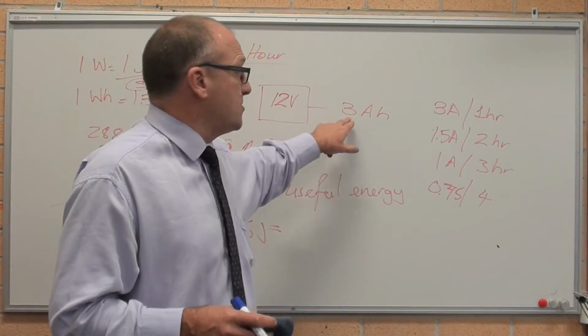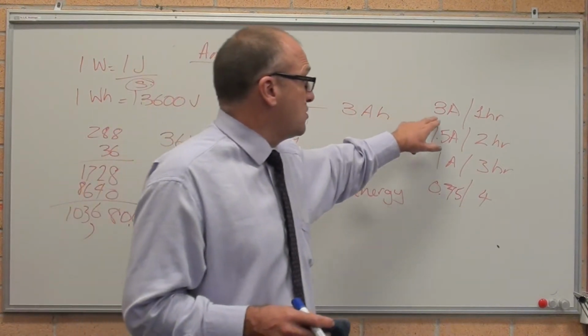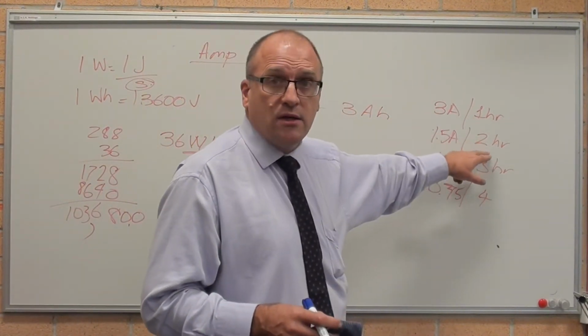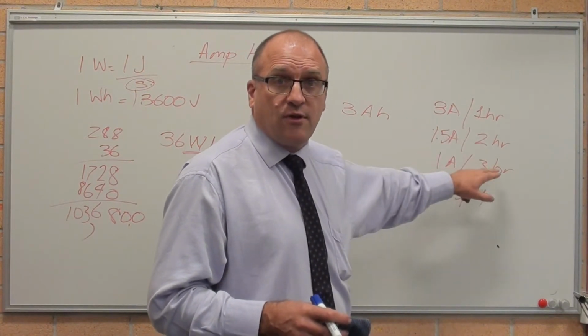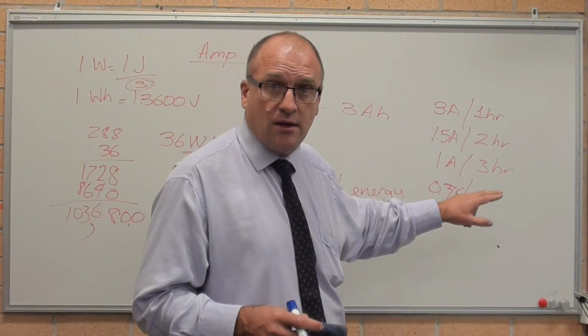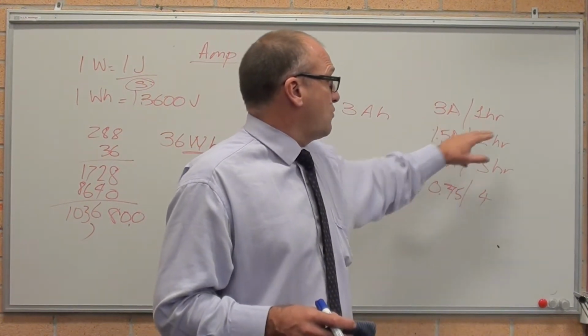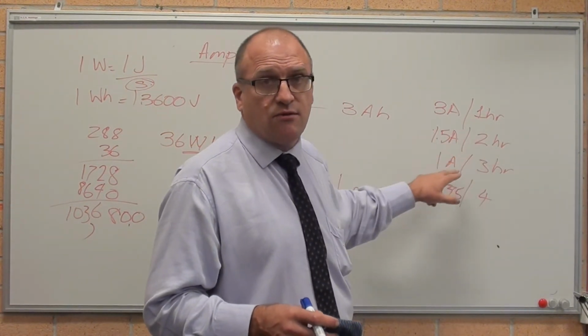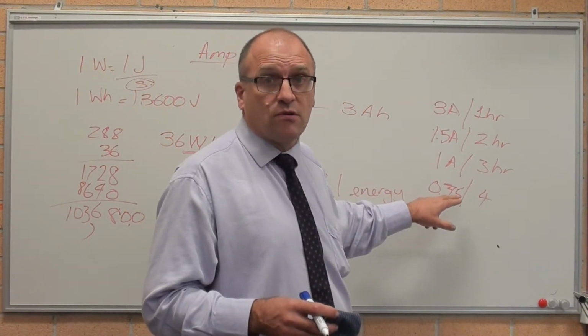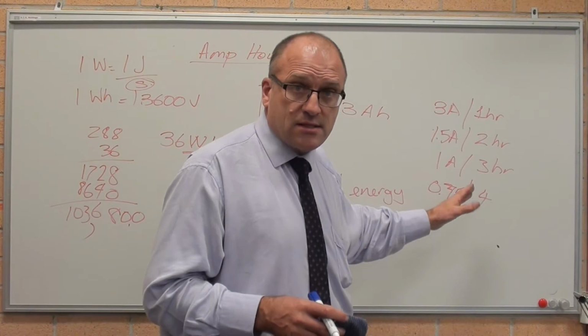So 12 volts times 3 amp hours means it delivers 3 amps for 1 hour, delivers 1.5 amps for 2 hours, delivers 1 amp for 3 hours, delivers 3/4 of an amp for 4 hours. You've got the idea. 3 times 1 is 3, 1.5 times 2 is 3, 1 times 3 is 3, 3/4 times 4 is 3. There's that magic number.